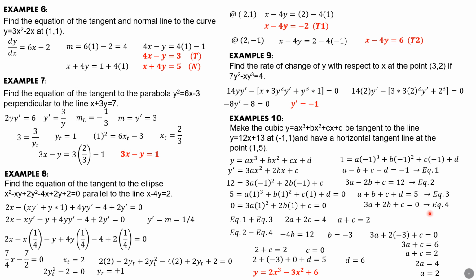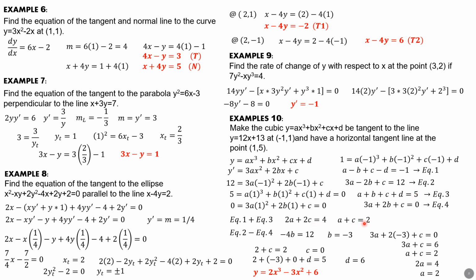Equation 4. Actually, with your calculator capable of solving 4 simultaneous equations, you can solve right away for a, b, c, and d. But I have only a calculator capable of solving 3 simultaneous equations, so I need to solve this using elementary algebraic process. So first, I add equations 1 and 3 to eliminate b and d. So a plus a, 2a, c plus c, 2c, negative 1 plus 5, 4. Simplifying, a plus c equals 2.